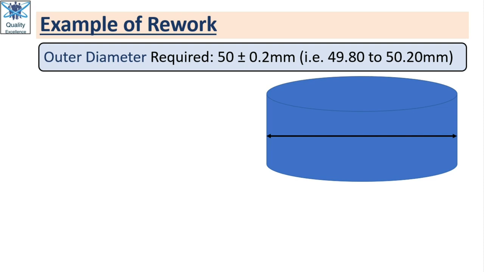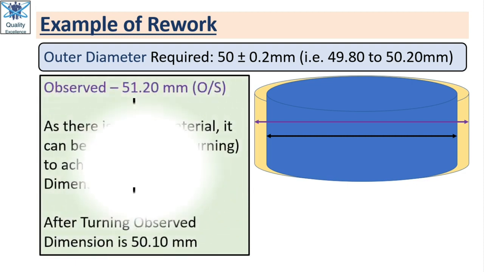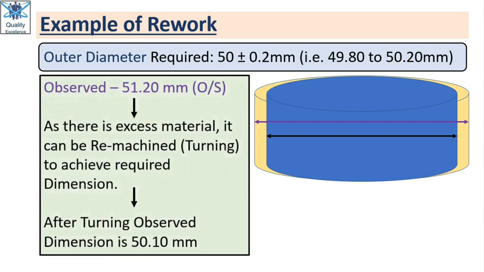Now this is a product where the customer requirement for the outer diameter is 50 plus or minus 0.2 mm. So the outer diameter should be within 49.80 to 50.20 mm. And what we observed in one part is that it is oversize, meaning there is some excess material, and the observed dimension is 51.20 mm. So the diameter is oversize.